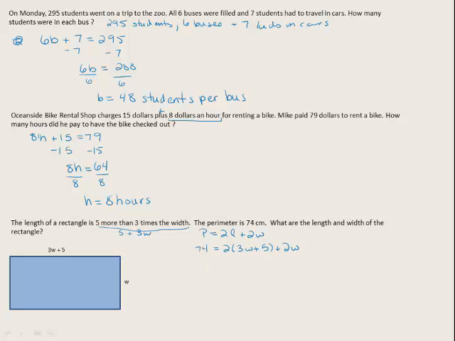I'm going to run out of space here, so I'm going to distribute this really quickly. So I get 6W plus 10 plus 2W. If I combine like terms, I get 74 is equal to 8W plus 10. I subtract 10 from each side. 64 is equal to 8W. Divide by 8, and I get that W is equal to 8 centimeters. So I can label that 8 centimeters. Now to find the length, I'll do 3 times 8 plus 5, which is 24 plus 5, so 29 centimeters.